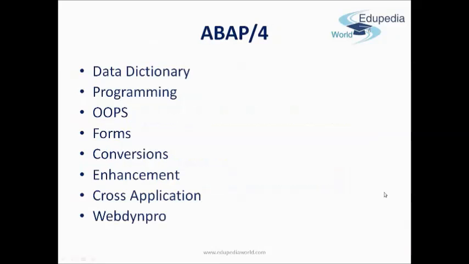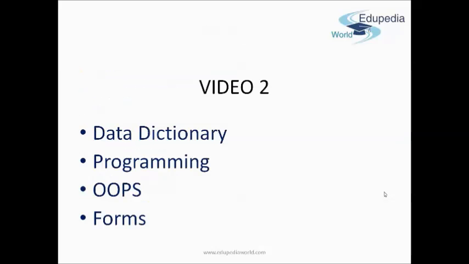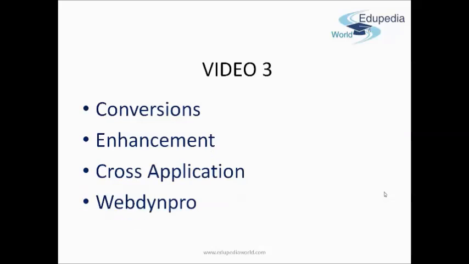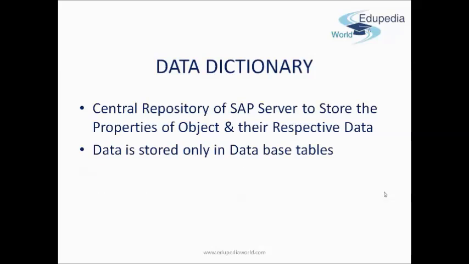In this slide, we have various topics in ABAP/4: data dictionary, programming, OOPS, forms, conversions, enhancements, cross applications, and WebDynPro. But in this video 2, we are going to discuss only the concepts of data dictionary, programming, OOPS, and forms. In the coming video 3, we are going to discuss conversions, enhancements, cross applications, and WebDynPro as well.